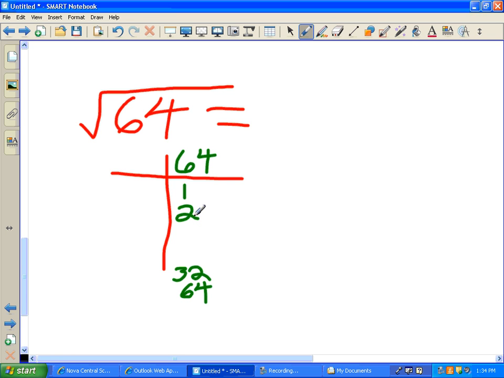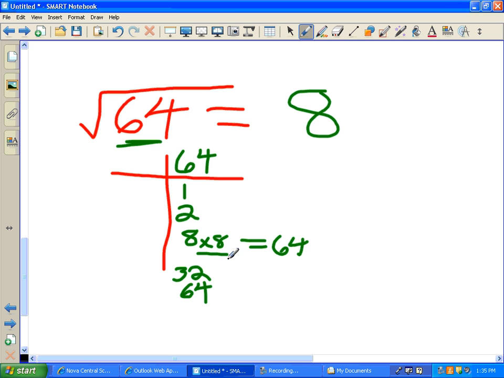Will 4 work? Well, will anything times 4 give you 64? And the answer is no. So when you work this out, you'll end up getting 8 times 8 will be one of your factors. When you get 8 times 8 will equal 64, so the root of 64 will be 8, because 8 times 8 is 64. So this only works for numbers that have perfect squares.